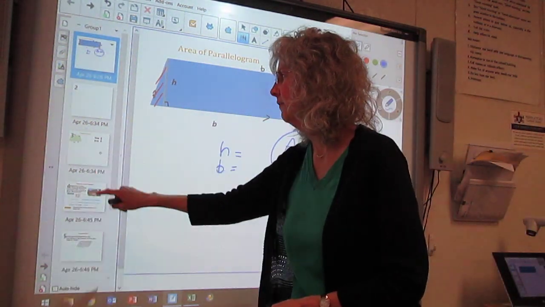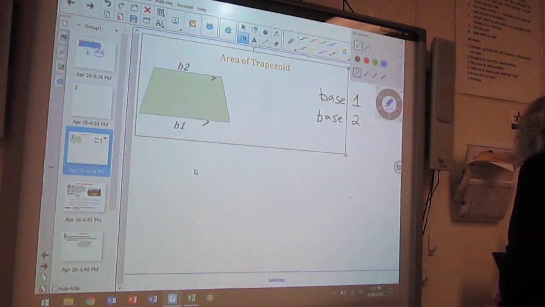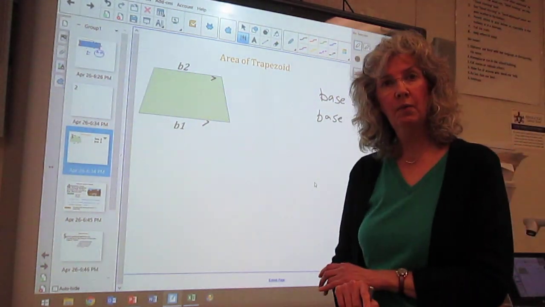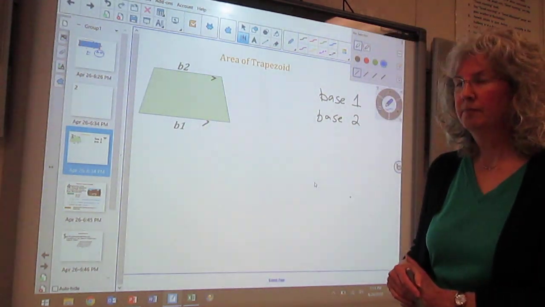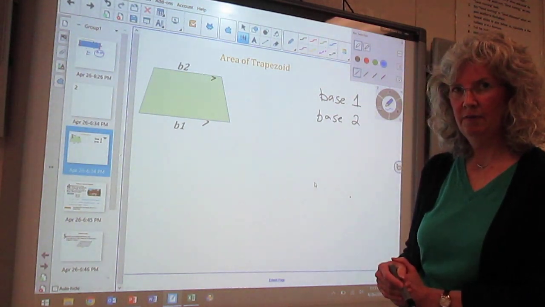Let's look at the area of a trapezoid. A trapezoid is a quadrilateral with one and only one pair of parallel sides. These bases are parallel. How are we going to find the area of that?